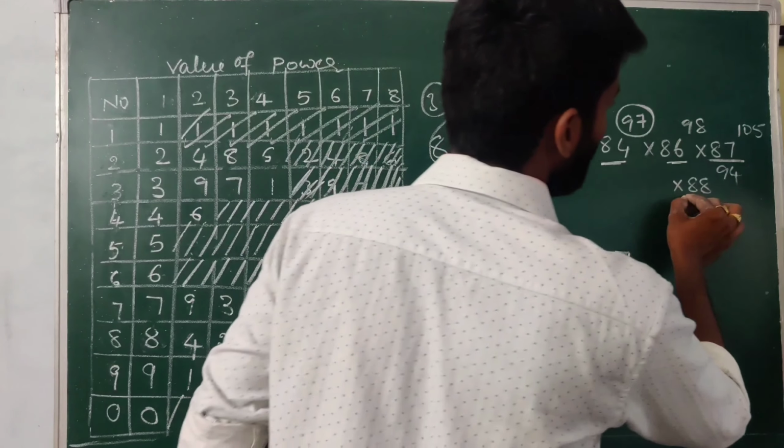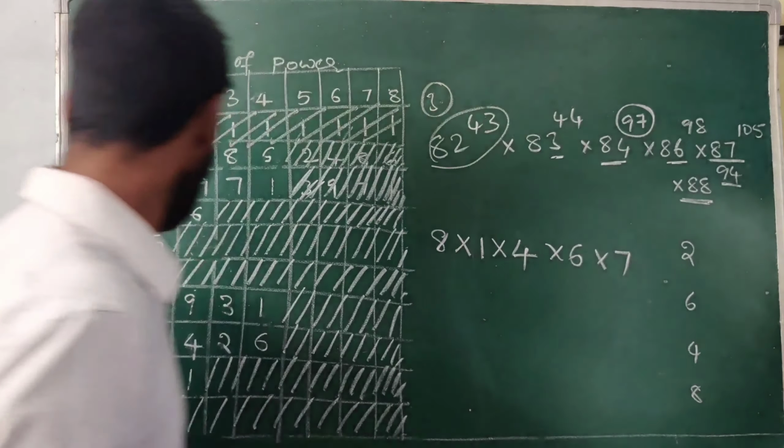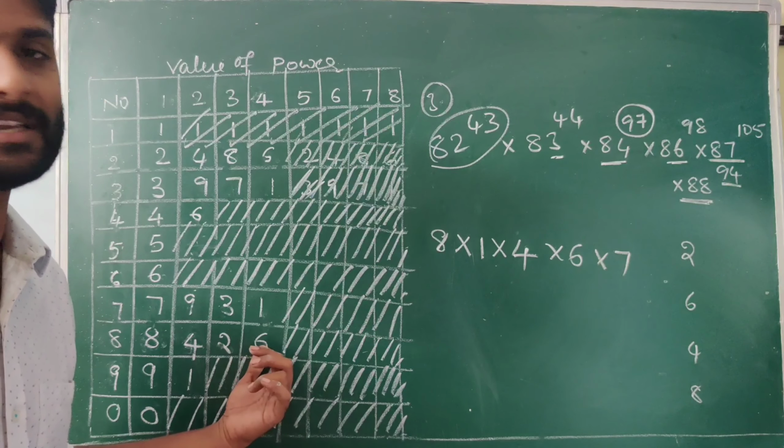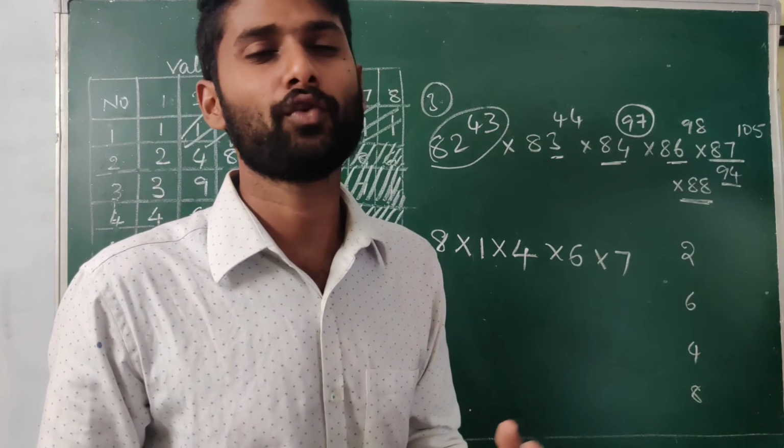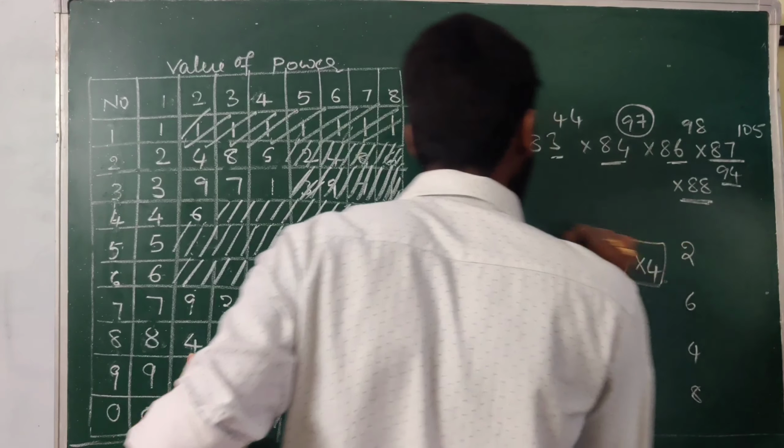And the last value, 88 whole power 94. 88 means again we have 4 repeated values. 94 divided by 4 gives 2 as a remainder. If we get 2 as a remainder, we consider the second value. What is the second value here? 4. So we got every units place in the above expression.